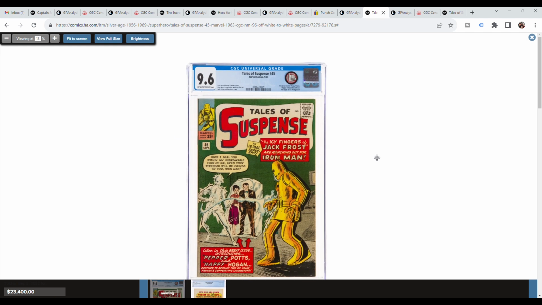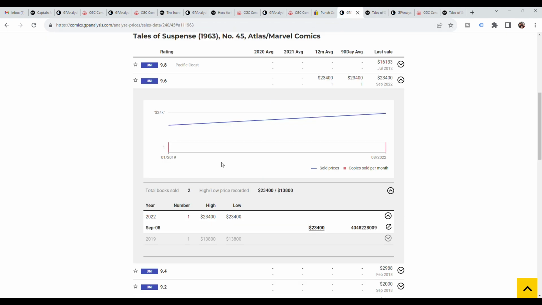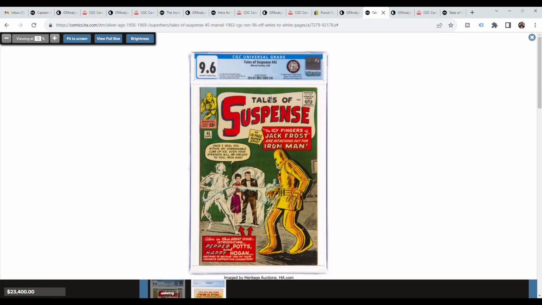This is a book that also did very well. Tales of Suspense number 45 in a 9.6, also from that Forbidden Collection. And it sold for $23,000, which is a really strong sale, almost a 100% increase from the previous sale. It's just a really rare book that doesn't come up that much. First appearance of Pepper, first appearance of Happy, first appearance of, I believe it's Jack Frost, and just an awesome early Iron Man cover. These early Iron Man covers with the different gold version of Iron Man and the first iterations of the Iron Man armor are always going to be super collectible, super sought after books.